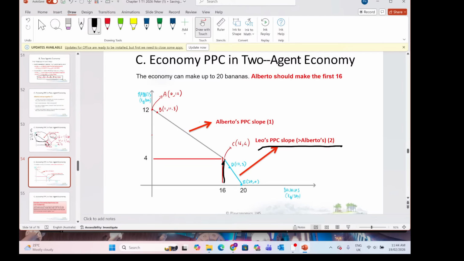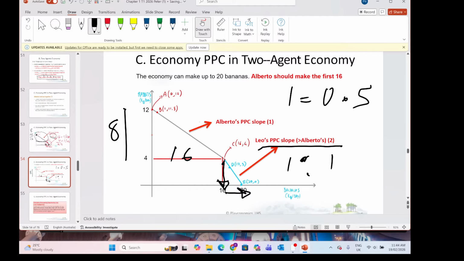If Leo reduces his rabbits by 4, he would increase his bananas by 4. So that ratio is 1 to 1. But if Alberto reduced his production by 8, he would then be giving up 16 units of bananas. So that slope is there. Well, the slope of the line is 1/2, because 1 rabbit is equal to 1/2 of a banana, 0.5. So we've got the 2 different slopes because of the 2 different opportunity costs.